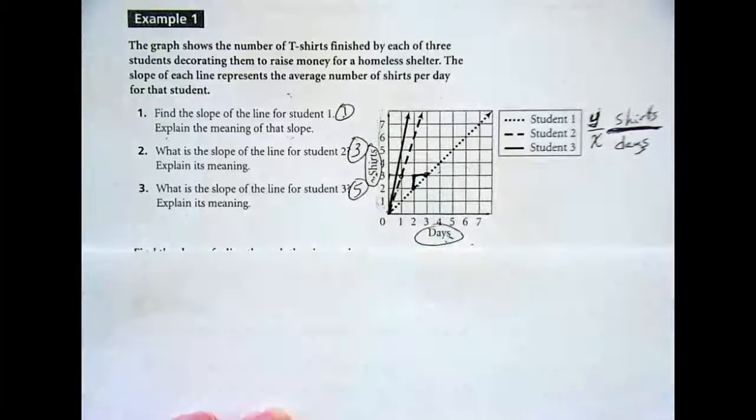Go and tell your neighbor what student 2 and 3, what's the meaning of those? She decorated 3 shirts per day. Okay. Jaron, what do you think for number 2? He sold 3 shirts. Or he decorated 3 shirts per day. Good. How about the meaning for number 3? Gabby? 5 shirts per day.